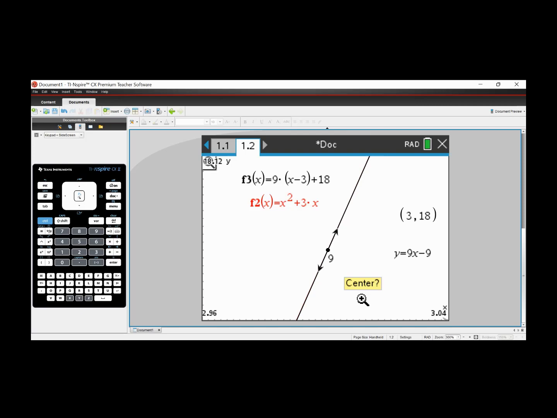So we have done a lot today, guys. We've worked with the definition of derivative algebraically, and we've talked a lot about tangent lines and the linearization of curves.